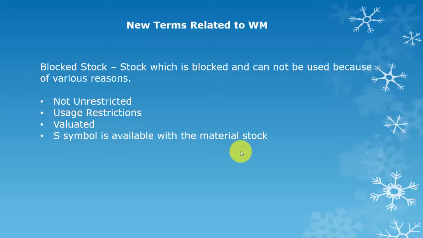The parameters linked with blocked stock are: this is not unrestricted, so we have some usage restrictions on this stock. This stock is valuated, and you can identify this particular stock with the symbol S. Whenever you see the stock in your warehouse, if you see the symbol S against the stock, it means that the stock is in blocked stock.